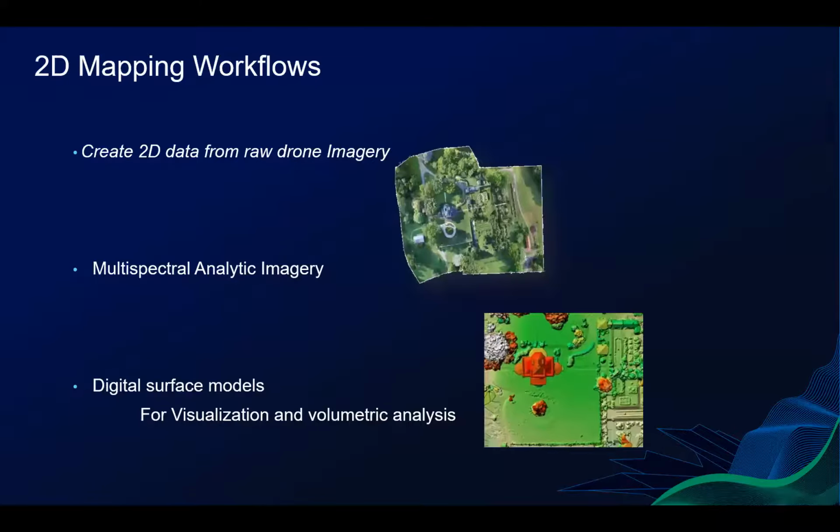So in terms of the 2D mapping workflows, looking at the templates, you're able to convert raw drone imagery and create 2D data, which could be geo-referenced, high resolution, automosaic. For the templates, we have two types: the 2D rapid template and the 2D full template. The 2D full template gives you the ability to even work with multispectral imagery. And here you can work with different indices such as NDVI for analysis. And then of course, we have different models that are generated for visualization as well as analysis, including the surface models and the digital terrain models.